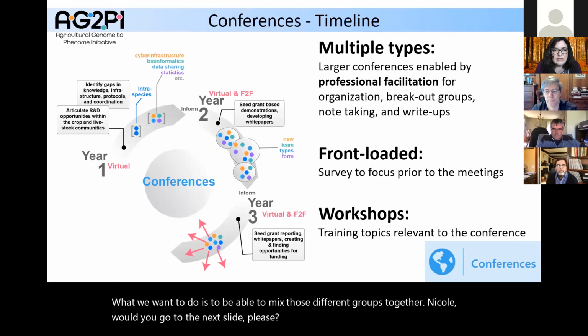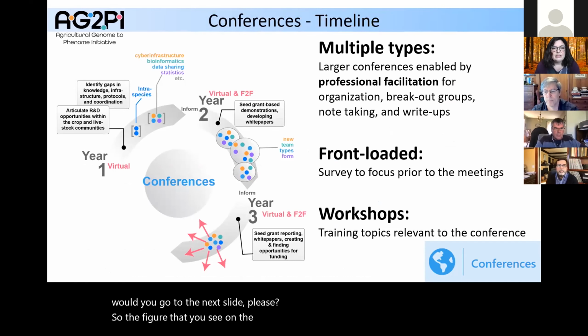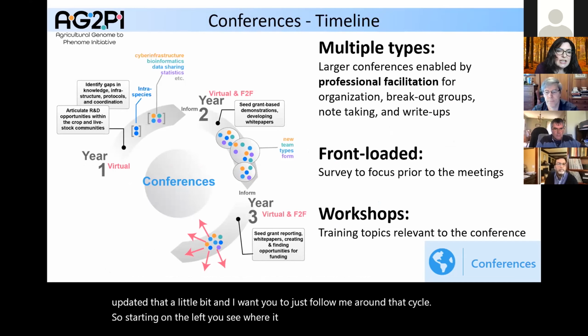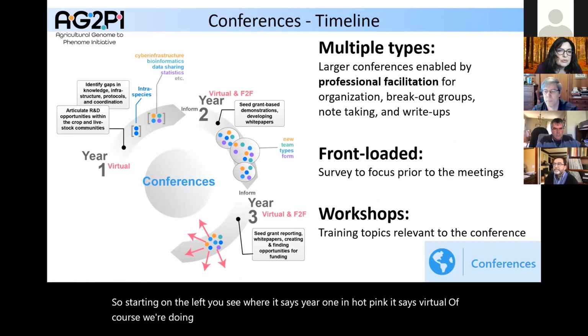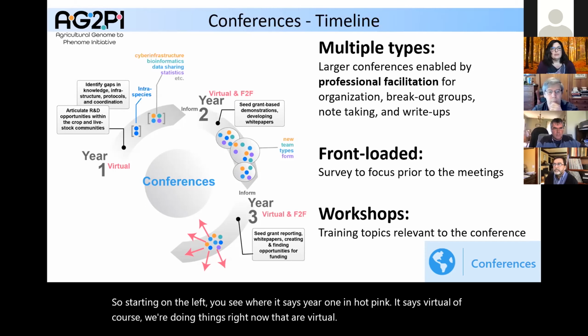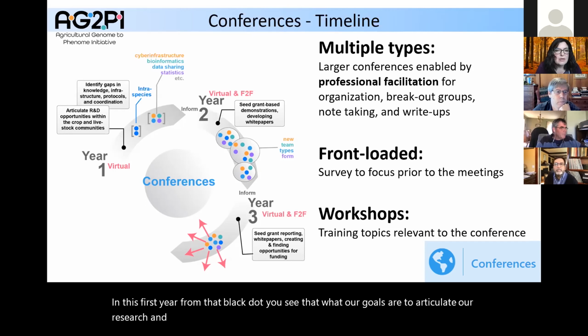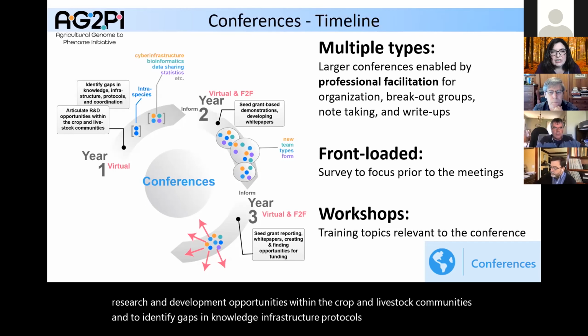The figure you see on the left is not the one that you've been looking at. I've updated that a little bit, and I want you to just follow me around that cycle. Starting on the left, you see where it says year one. In hot pink, it says virtual. Of course, we're doing things right now that are virtual. In this first year, from that black dot, our goals are to articulate our research and development opportunities within the crop and livestock communities and to identify gaps in knowledge, infrastructure, protocols, and coordination to do this kind of work.